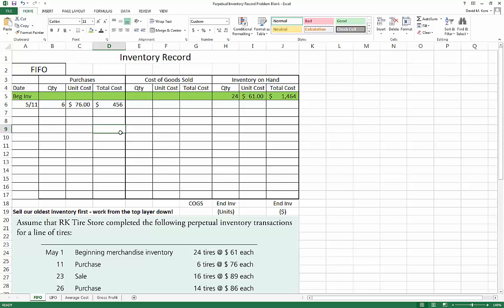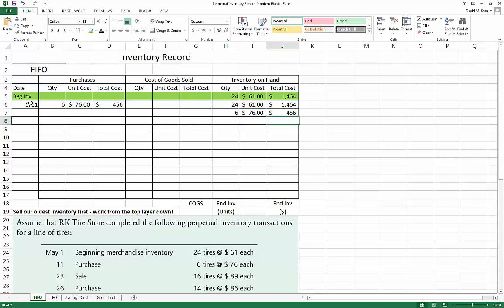Now here's where students sometimes struggle, and they don't properly bring this down so that it has the layers in the proper order. We must always keep our layers in order of oldest to newest. It doesn't matter what method we're using, we have to always do that, and then when we make a sale, we will be able to take from the appropriate area. So I need to bring this 24 down here before I bring the 6 in. So we have 24 at 61, total of 1464. We also now have our newest layer, 6 at 76 for 456.